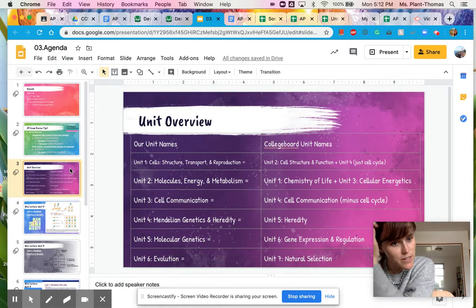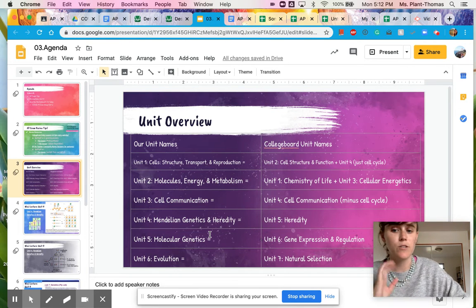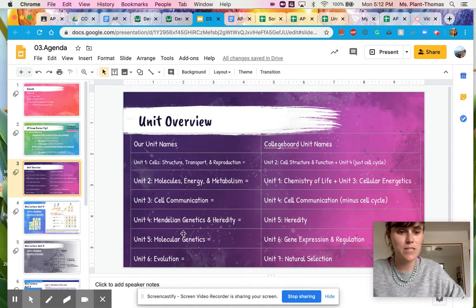This is just here as a reminder of what topics I'm talking about when I'm referring to unit whatever. So today, the mini lecture is going to focus on Unit 4, which is Mendelian genetics and heredity. Remember, that's College Board Unit 5, just in case you're looking at the external resources. So get a pen and paper or something to take notes with, pause the video, and then come back so that you're ready to take notes.